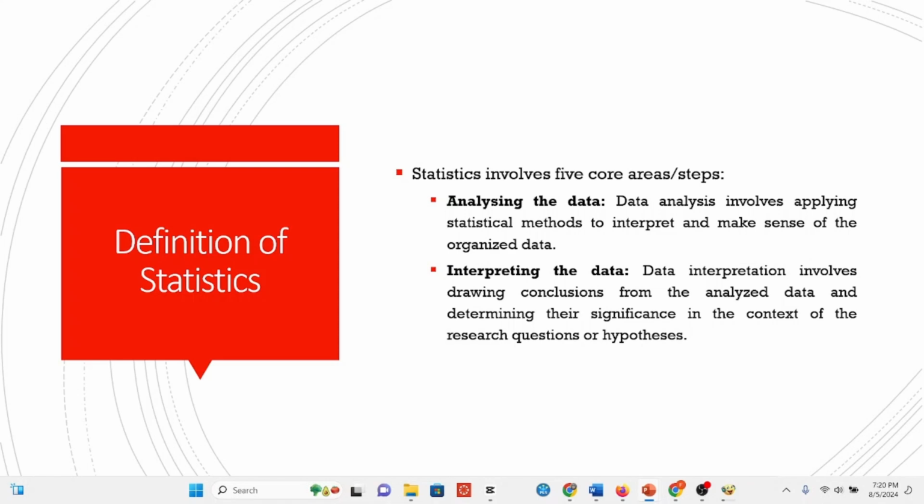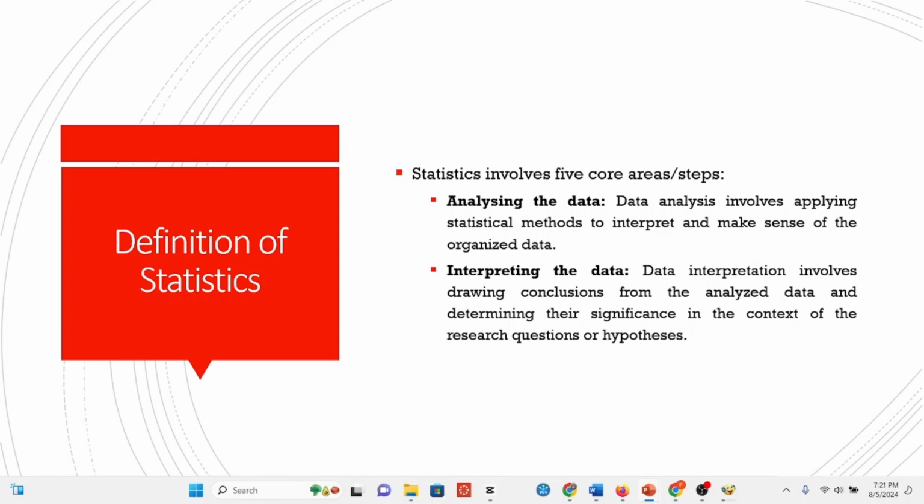Interpreting the data. Data interpretation involves drawing conclusions from the analyzed data and determining their significance in the context of the research questions or hypotheses. Interpreting the data is the final step in the statistical process, where the results of the analysis are examined in the context of the research questions or hypotheses. This involves explaining the significance of the findings, considering the potential implications, and assessing any limitations or uncertainties in the data.